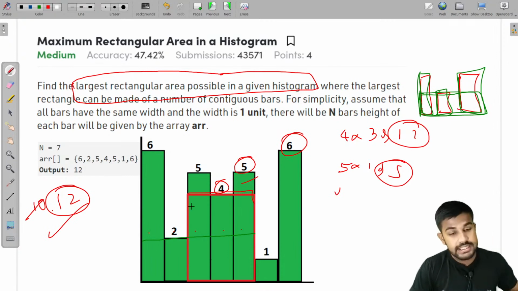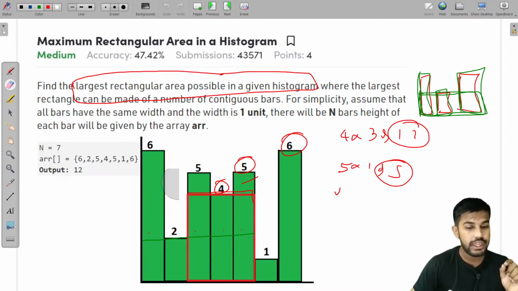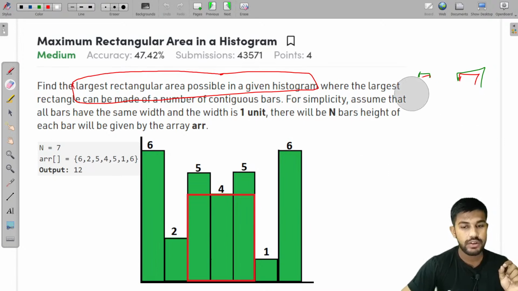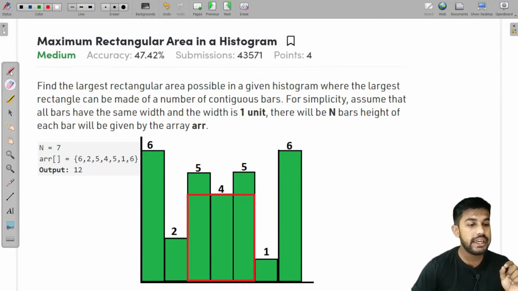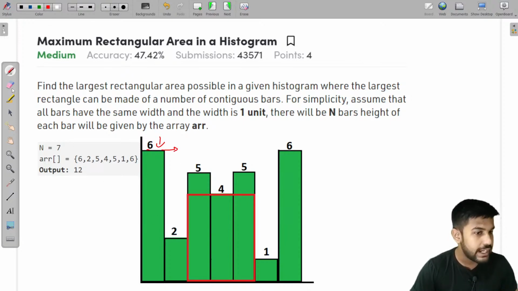This is how we need to travel. We need to consider each bar, and we need to see how far we can go. What do you mean by how far? How far we can go means that assuming the height as 6, how far can I go with the minimum height as 6. If I go just here, the minimum height becomes 2, so this is not valid. If I go this side, there is no bar, so only one bar is remaining, so 6 into 1.